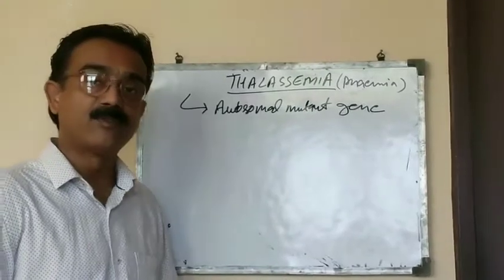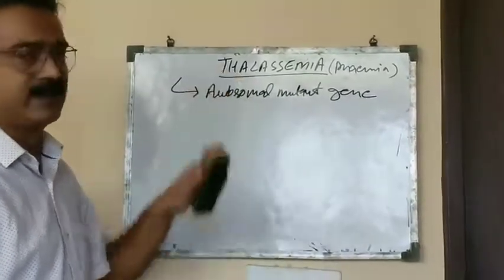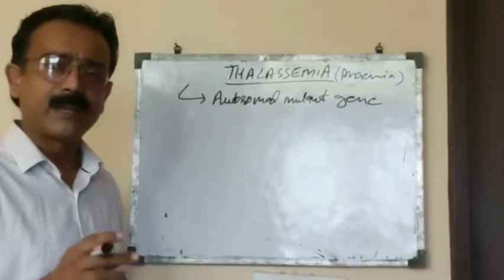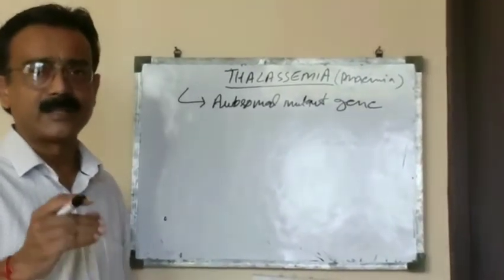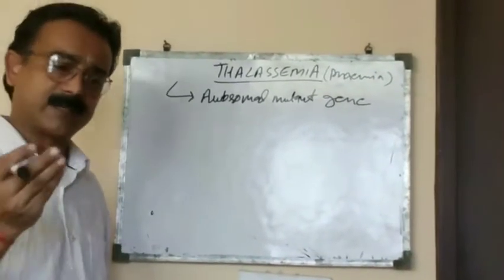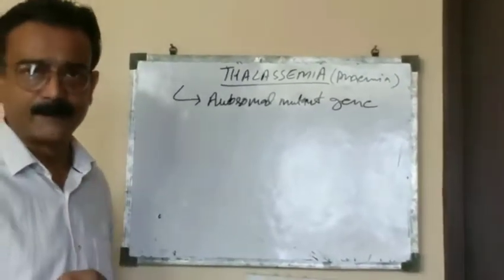The next type of Mendelian disorder is thalassemia. Thalassemia is actually a kind of human anemia in which the infected person is not able to produce RBCs, or the hemoglobin that is related to forming RBCs.